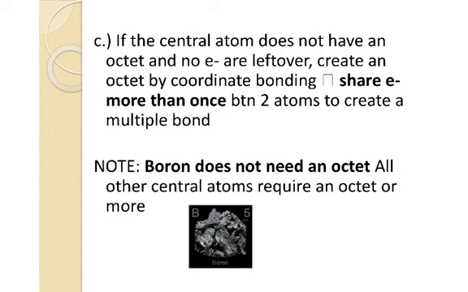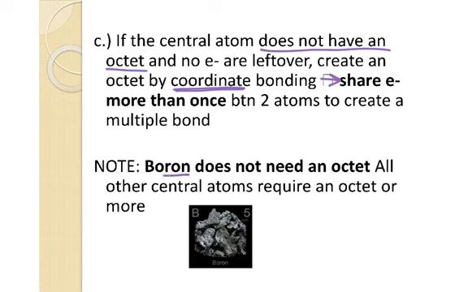And this is if you have a central atom, you don't have an octet, and there are no more leftover electrons, so you may have none in the beginning, but you may have had some but not enough, so lots of options here. You're going to create that coordinate bond, which means you're going to share electrons more than once between 2 atoms to create a multiple bond. And you can share twice, meaning a double bond, or you can share 3 times, making a triple bond between 2 atoms. So this is our exception to that rule.